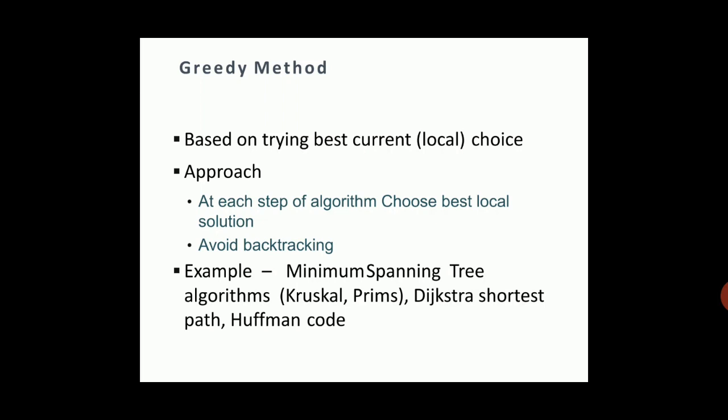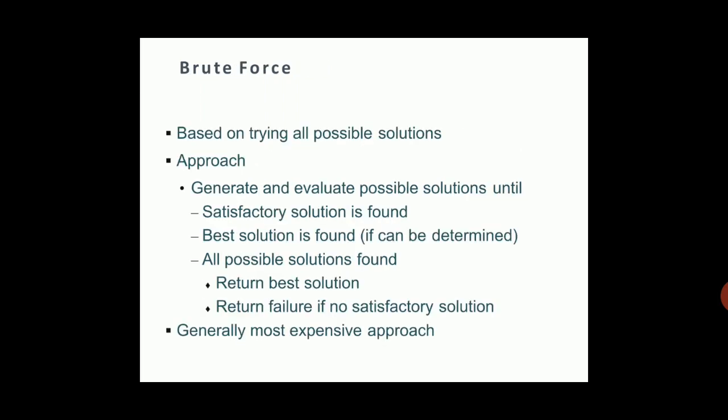That means it is based on the best current local choice. In this approach, at each step the algorithm chooses the best local solution, avoiding backtracking. We have some examples: minimum spanning tree algorithms, Kruskal and Prim, Dijkstra's shortest path, Huffman code, and all these. This type of example we will discuss in further videos. Here we will discuss only theoretically what this is.